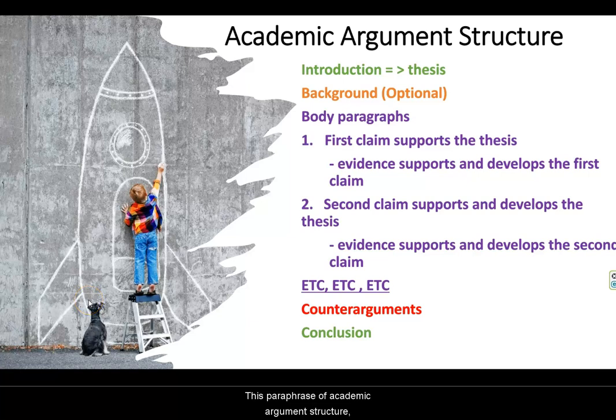This paraphrase of academic argument structure, I think, helps us to see exactly how this structure is limited. First, it's limited because it presumes and creates conflict with the other side of an issue. It creates conflict often with your audience, or at least part of your audience.